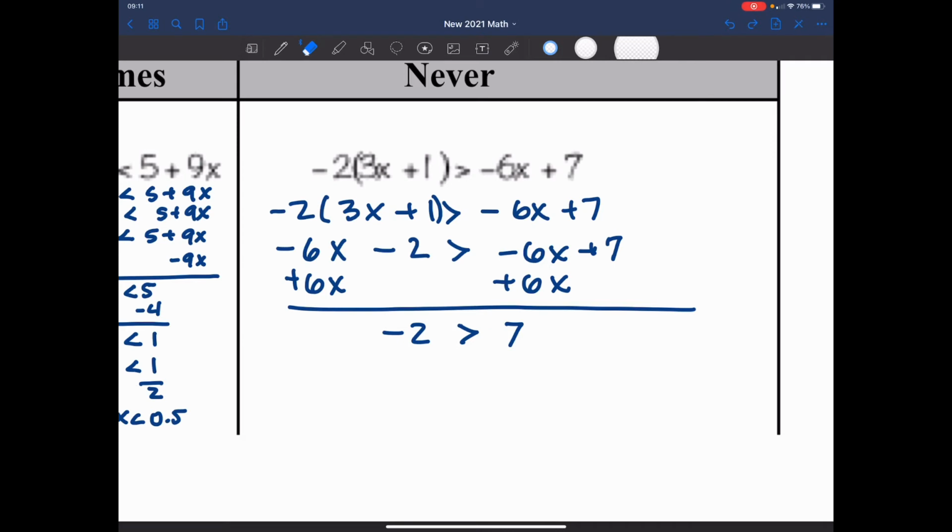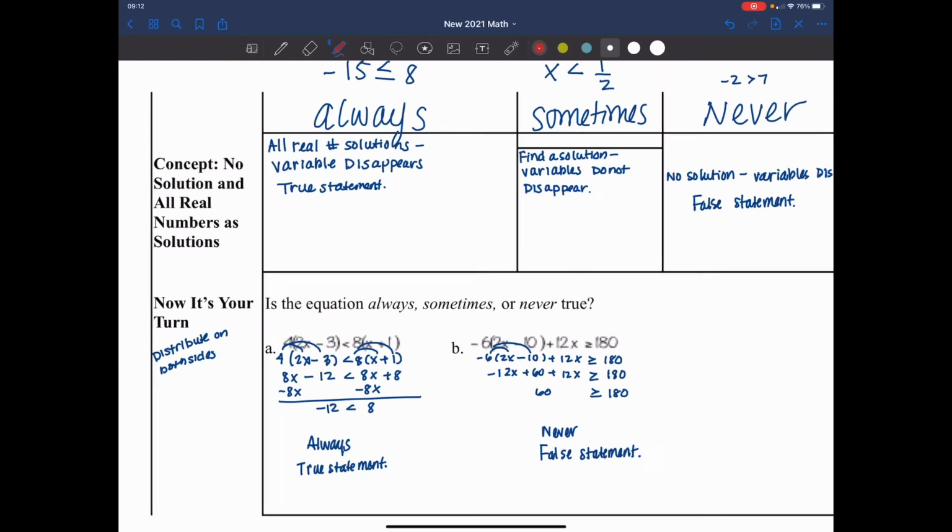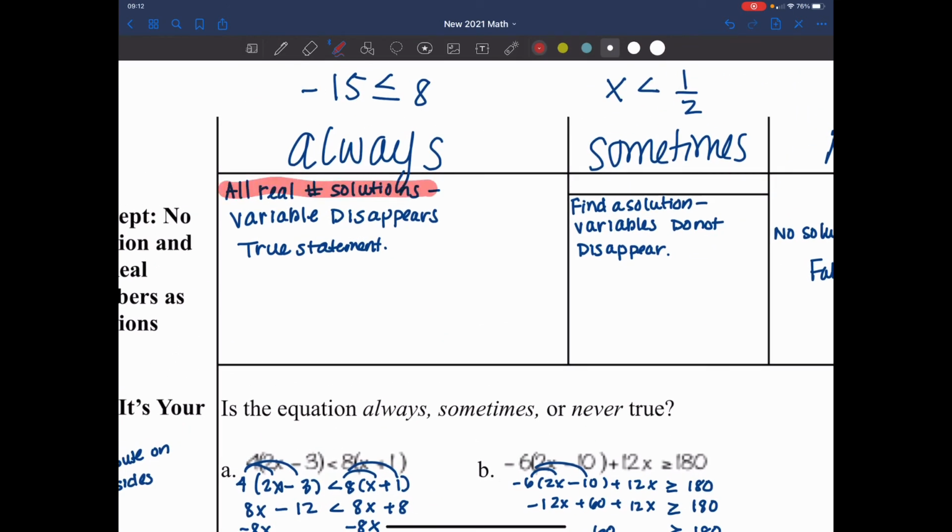So let's talk about this scenario a little bit. It says no solution and real numbers as solutions. So in a scenario where I had negative 15 is less than or equal to 8, we have real number solutions. We're going to have real number solutions, and then the variables disappear, and we know it's a true statement. And the reason why we know it's true is because when we graph this, 8 is right here, 0 is right here, and way over here is negative 15.